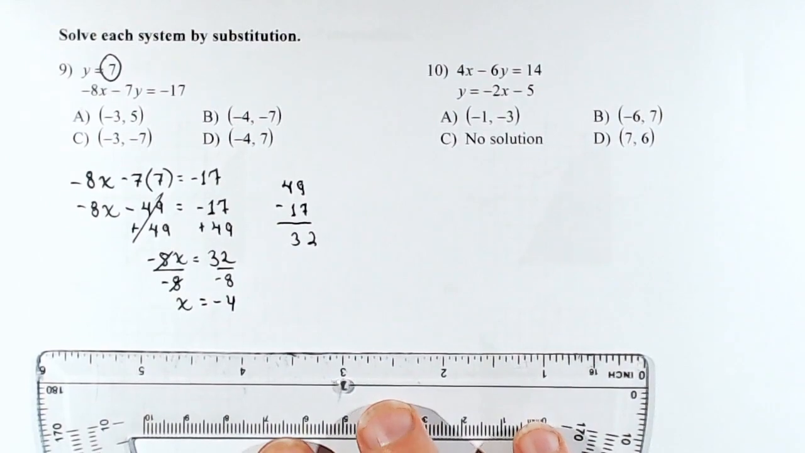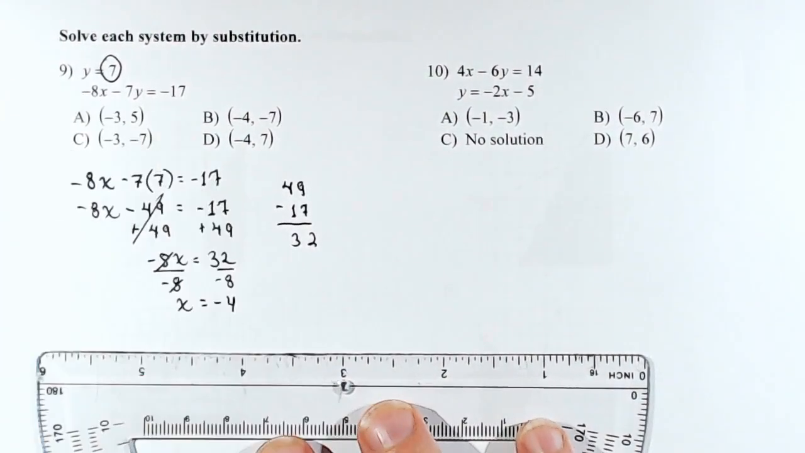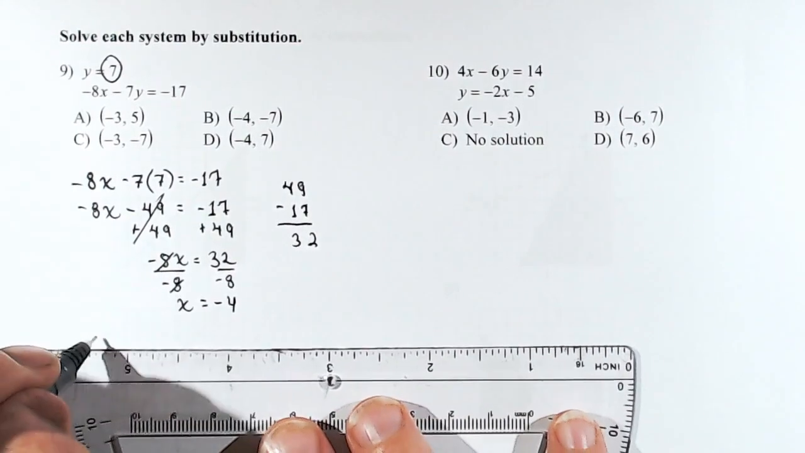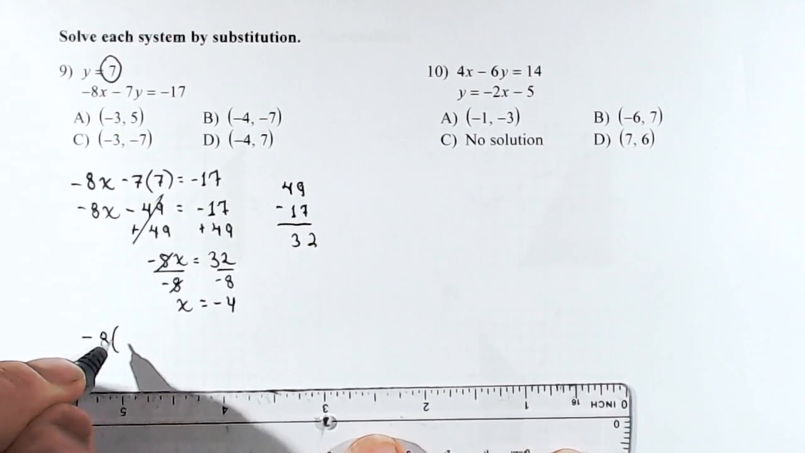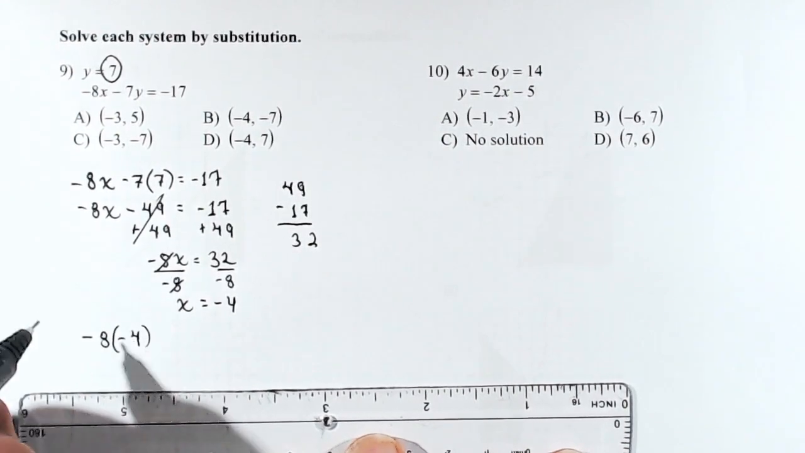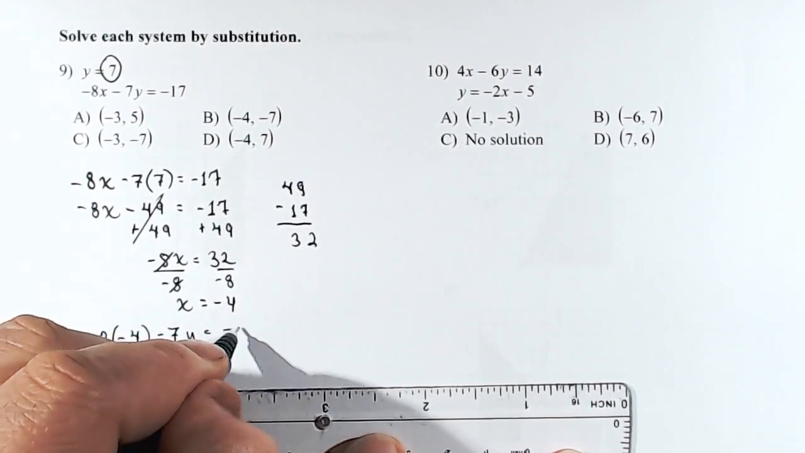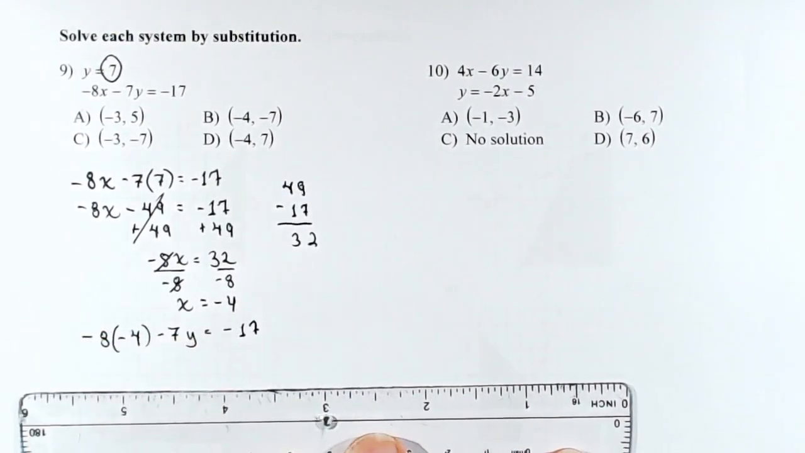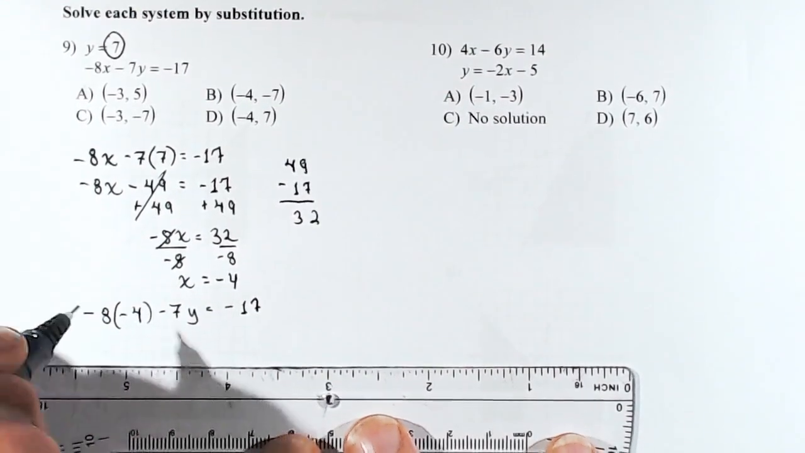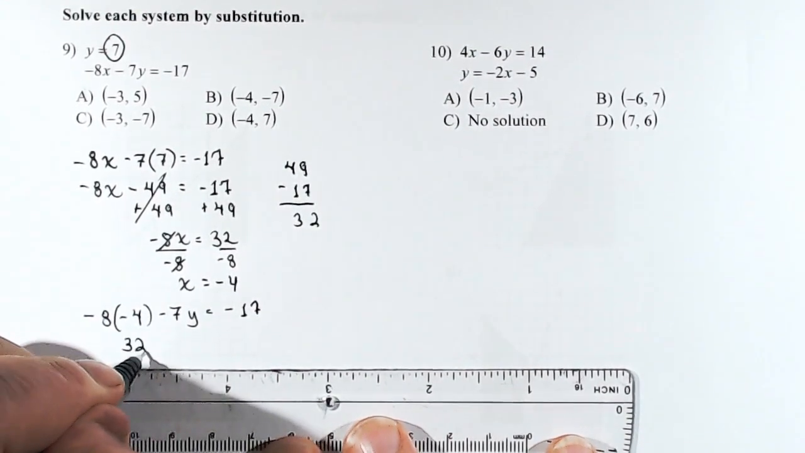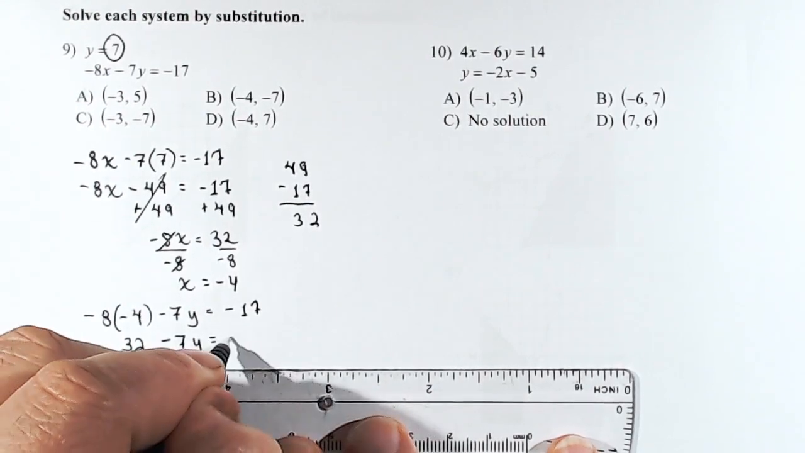Well, now we can plug that back into our second equation. So we'll substitute x now with negative 4. So now I've got negative 8 times negative 4 minus 7y equals negative 17. And this time I'm going to solve for y, okay? Well, negative 8 times negative 4 is positive 32 minus 7y equals negative 17.